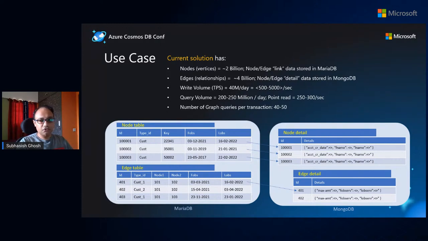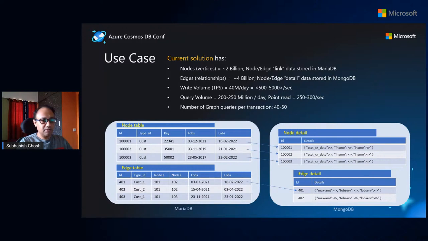For this particular use case, initially the customer had built a solution involving traditional RDBMS databases. When you build a graph solution on top of that, we call it an RDBMS vertical graph solution. They used a schema, and I've taken a representational image, of what we call a link table design approach.